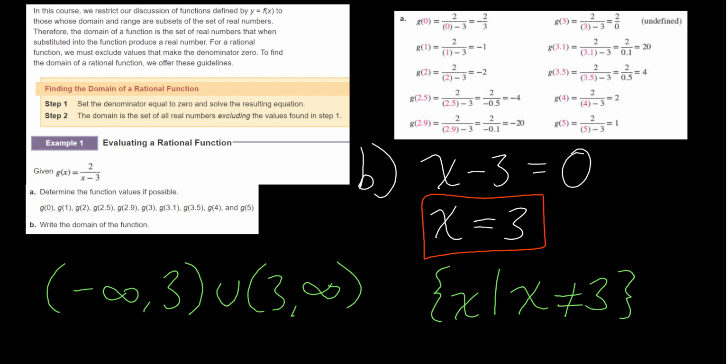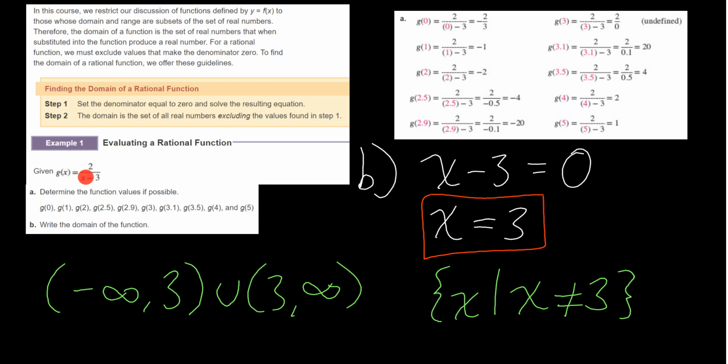Okay, those are 2 ways to write the domain here. The one on the left is interval notation, and the one on the right we write in set builder notation. Set builder notation, in my opinion, is just cleaner, right? X such that x cannot be equal to 3, which makes sense if we look at our function here.